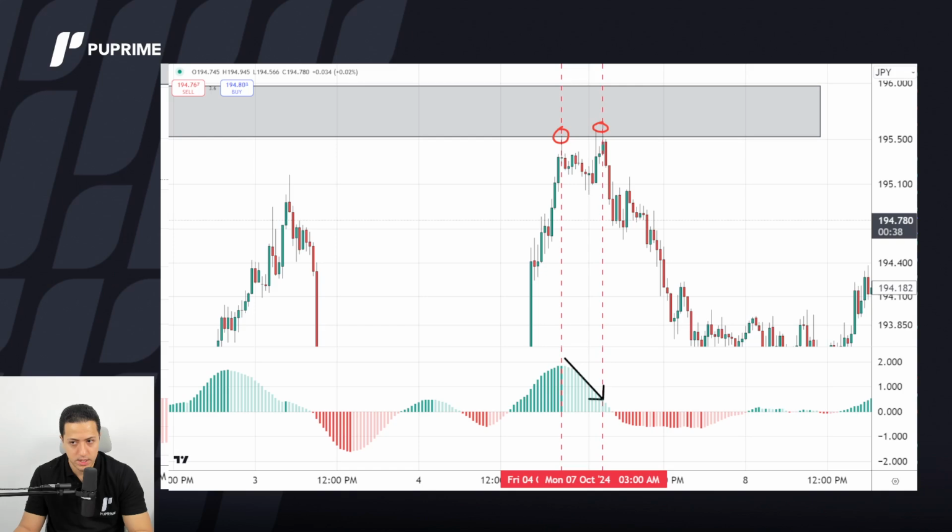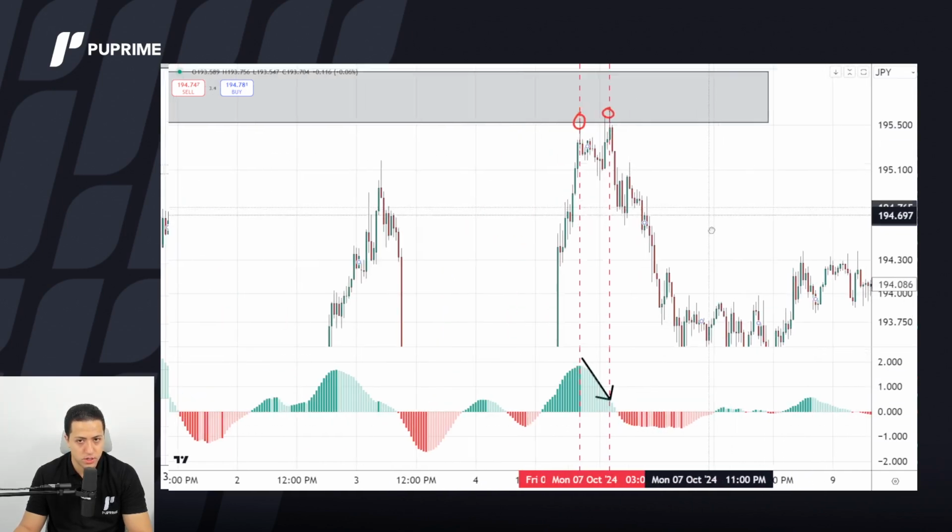I didn't basically trade this pound yen because I don't trade the pound yen recently, but this is a perfect textbook example of my strategy. This is a supply zone, right? Perfect supply zone, perfect bearish divergence, just short, and thank you so much.